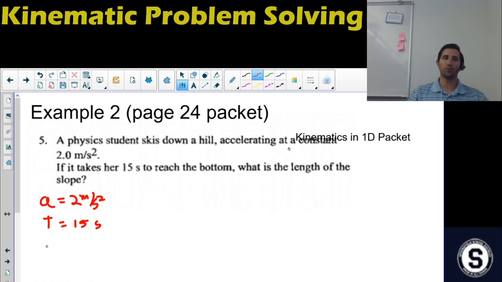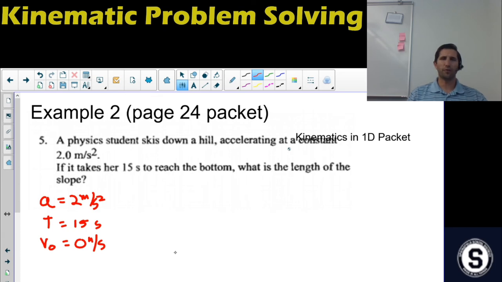And I said to you, we're going to make the assumption that they started from rest. So their starting velocity, their original velocity is 0. What does it want to know? What is the length of the slope?